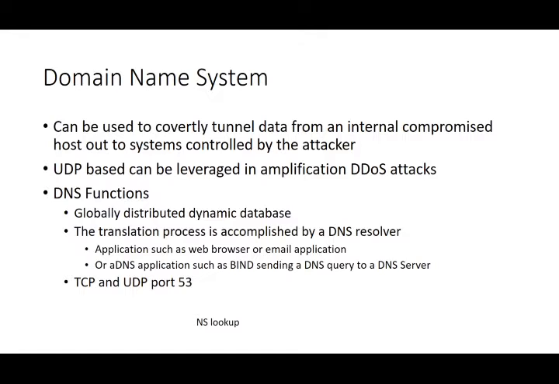We could also use a DNS application such as BIND and use it to send a DNS query to a DNS server. There are many utilities that can be used. This can also be done from the command line using the nslookup tool. DNS does use TCP and UDP port 53. In most functions it is UDP based, so it uses UDP port 53, but there is also the possibility that it will use TCP port 53.